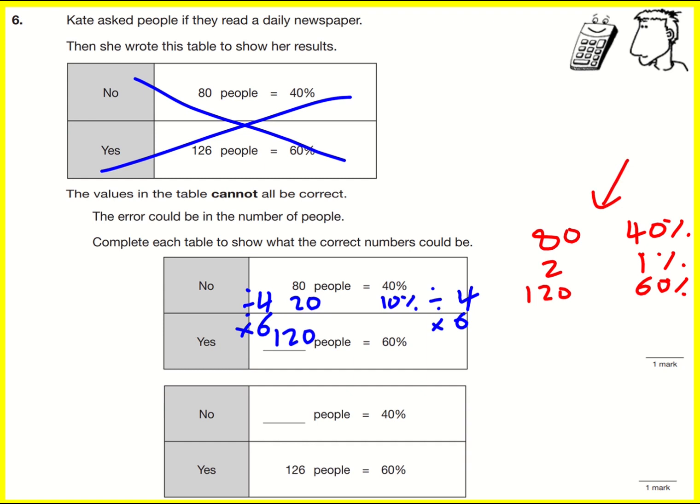For the next one, it's very similar actually. It's just slightly more awkward because I got 126 people as 60%. So I'm going to again do it because actually 6 does go into 126. I'm going to find 10%, and I'm going to do this by dividing through by 6. If I do that over here, I get 21 in fact.